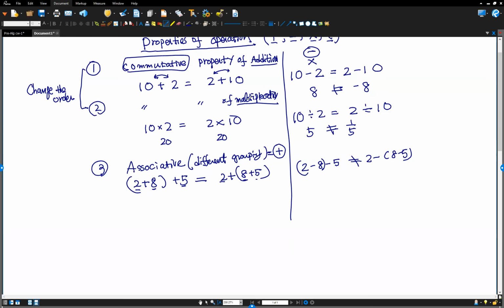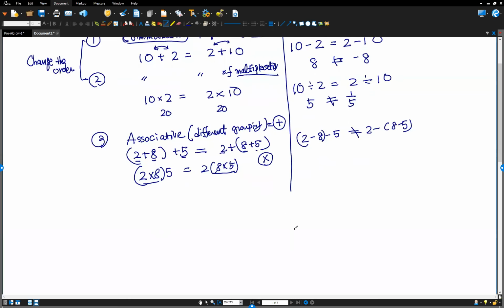And multiplication works too. 2 times 8 times 5: it's the same thing. The first two numbers are grouped, or the last two numbers are grouped. Multiplication is working. So the commutative property and the associative property only work on addition and multiplication.